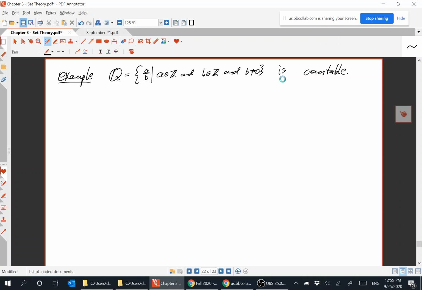I know it's crazy. You think no? I mean, that can't be the case, but it is. So here's the enumeration. So 0, which is equal to 0 over 1, 0 over 2, et cetera, that'll be number 1. So anything with 0 in the numerator just corresponds to 0. Okay, now look at Z cross Z.